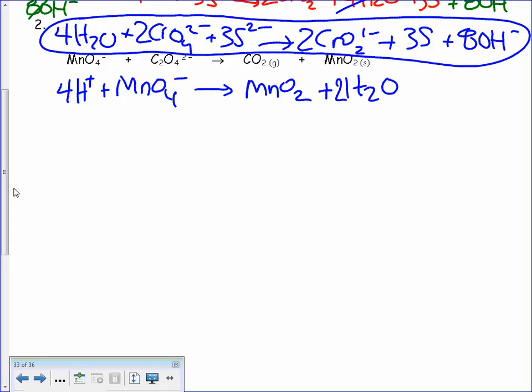Okay, so I have an overall of a 3 plus charge on the reactant side, 0 on the product side, so I add 3 electrons to bring a 3 plus down to 0. I think that's the hardest part. You guys feeling okay with the charge balance?